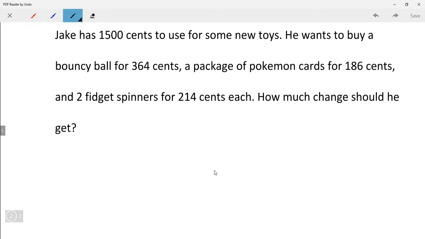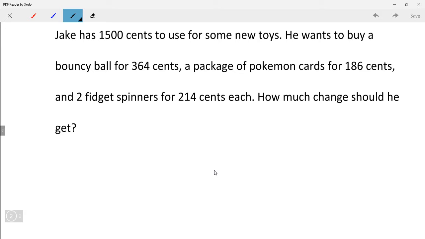So Jake has 1,500 cents to use for some new toys. He wants to buy a bouncy ball for 364 cents, a package of Pokemon cards for 186 cents, and 2 fidget spinners for 214 cents each. How much change should he get?